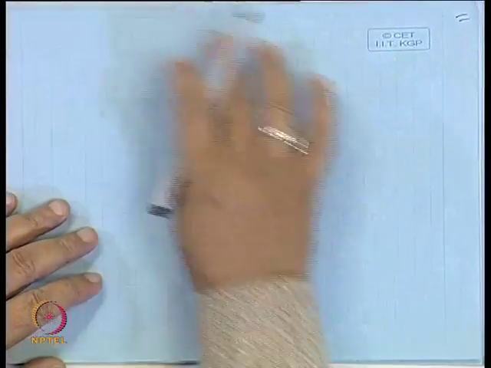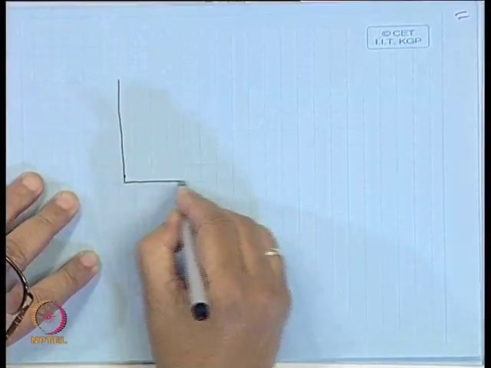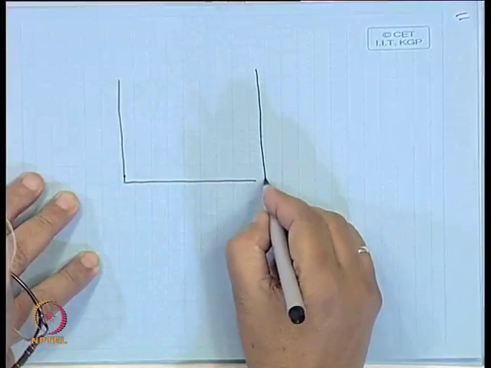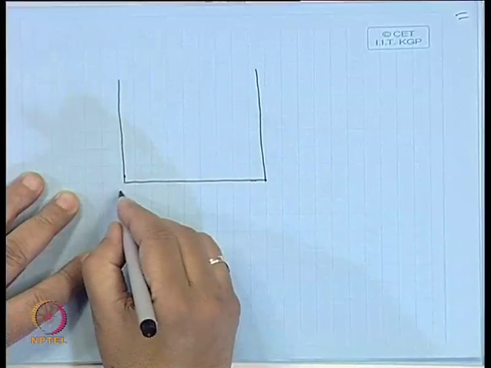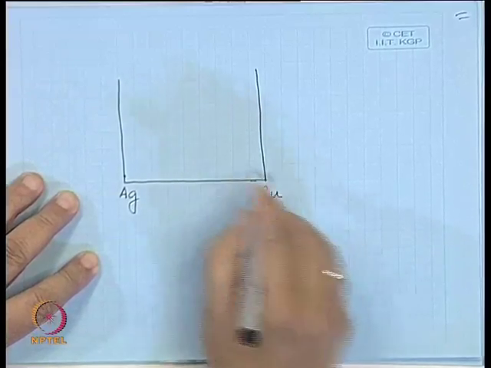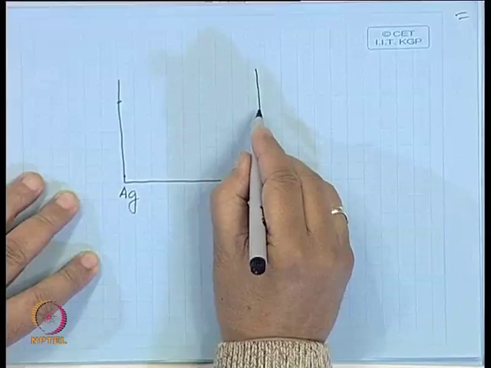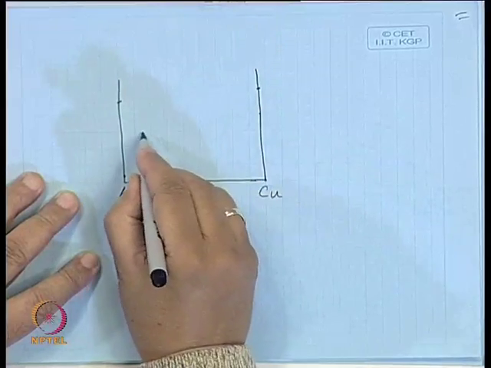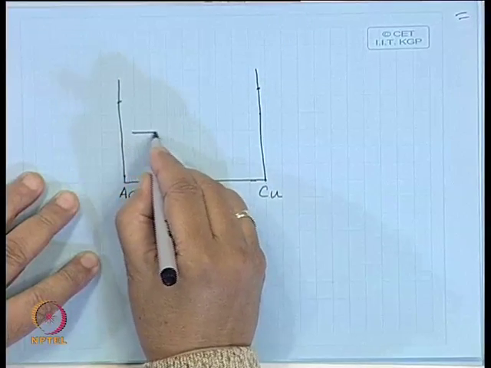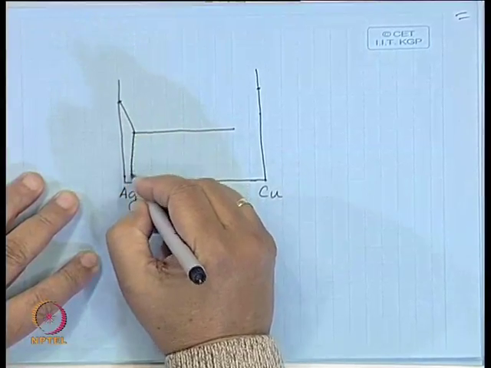Suppose you take up a case of silver and copper. Now, check up the melting points of silver and copper, and they form a eutectic with terminal solid solution.